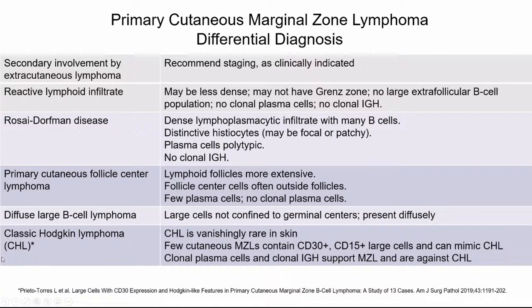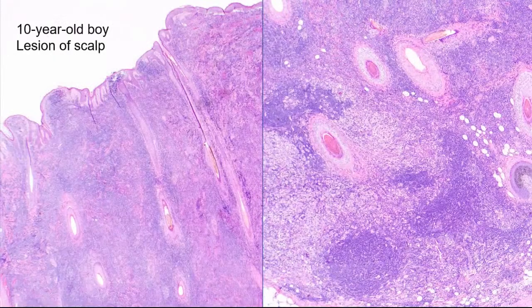Now, importantly, there was an interesting paper published recently, the reference is down here, that described cases of primary cutaneous marginal zone lymphoma containing CD30 positive and CD15 positive large cells, and said that they could mimic classic Hodgkin lymphoma. So be on the lookout for that and be suspicious before you make a diagnosis of primary cutaneous Hodgkin lymphoma. Finding clonal plasma cells and clonal immunoglobulin heavy chain gene rearrangement would support marginal zone lymphoma and would exclude classic Hodgkin lymphoma. So let's look at this case.